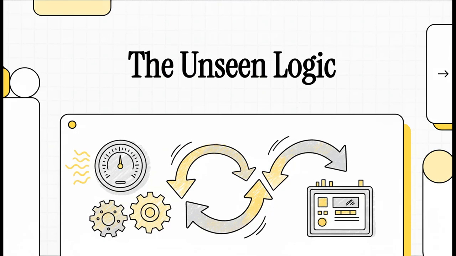Ever stop to think about the invisible rules that keep our world from flying off the rails? I mean, from the simple thermostat in your house to these massive, complex industrial plants, there's a hidden logic at work. It's a system of self-correction that honestly prevents total chaos. So today, we're going to pull back that curtain and take a look at that very logic.